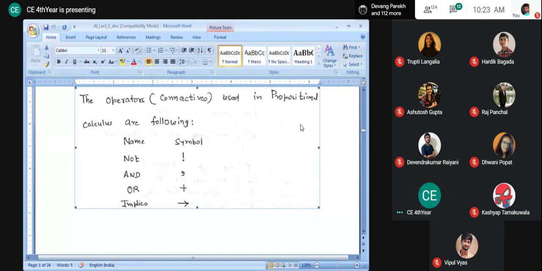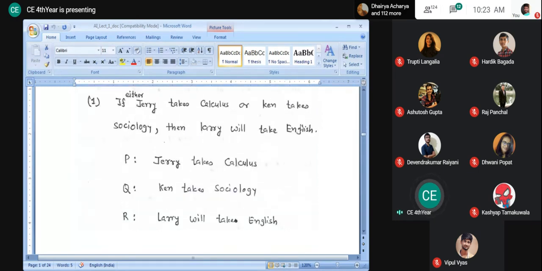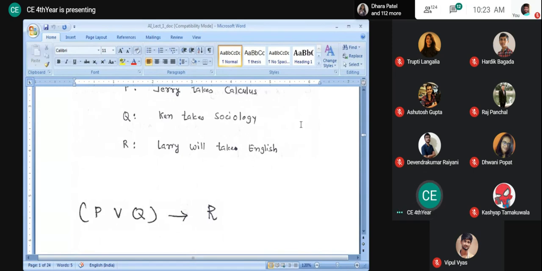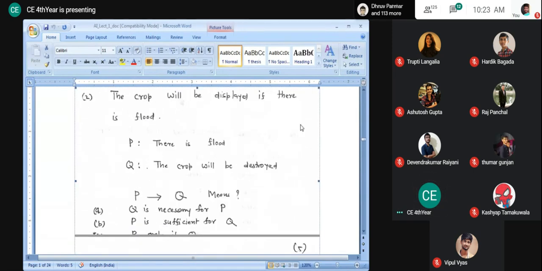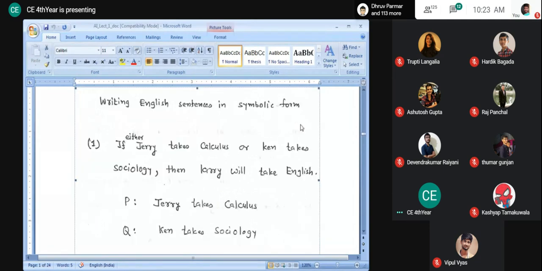Moving further, now we'll represent some very simple English sentences in propositional logic. Already you know how to represent an English sentence as an expression in propositional logic. You have done this in the last semester itself. Just for refreshing purposes, we are writing it again. If either Jerry takes calculus or Ken takes sociology, then Larry will take English.